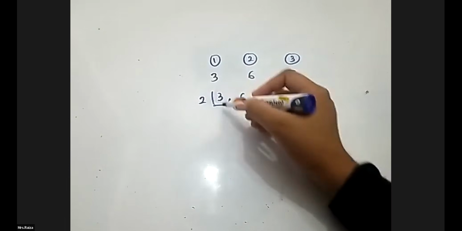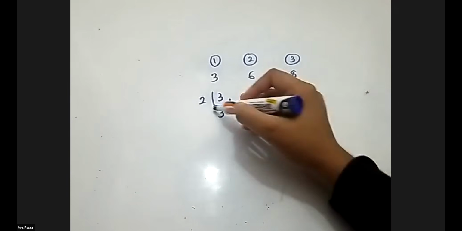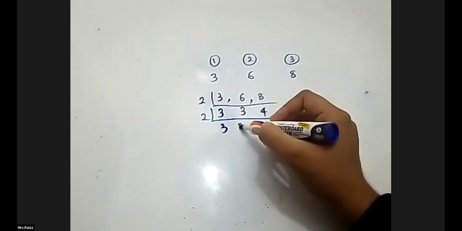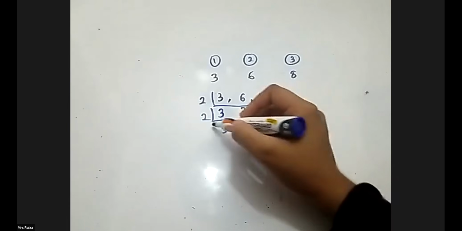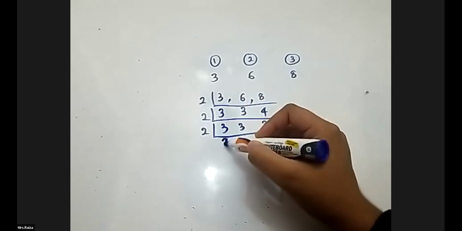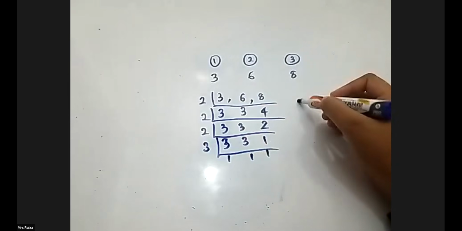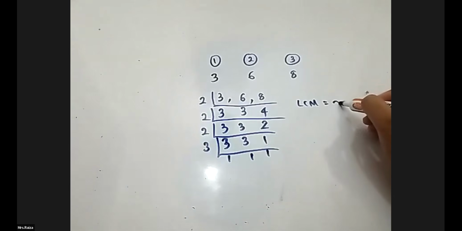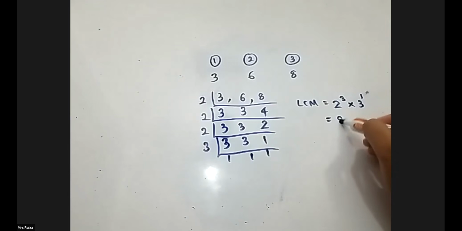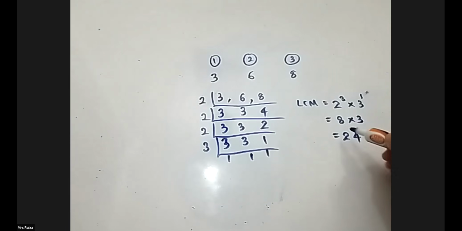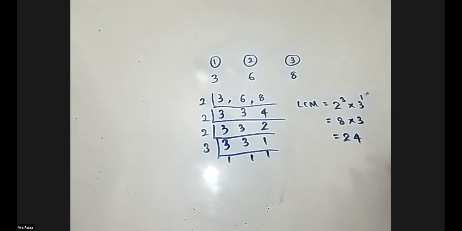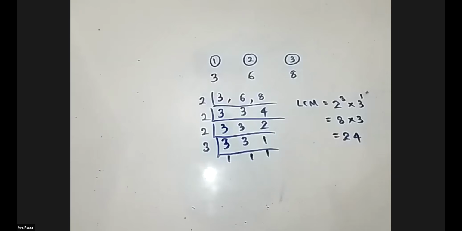So first we divide by 2 and you get this. Again you can divide by 2 and you get this. Again you can divide by 2 and you get this. Now you can divide by 3. So what is the LCM here? 2 to the power 3 and 3 to the power 1, 8 into 3, that is 24. So on the 24th day only, they all will meet on the same day. Can you understand? On the 24th only they'll meet on the same day.